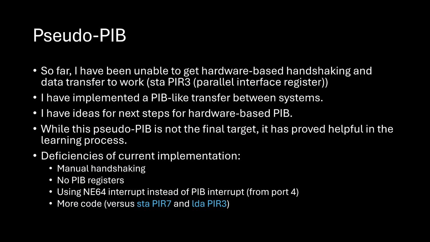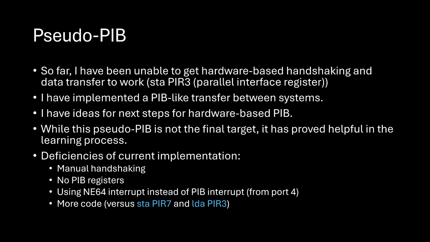Now, my implementation is going to do entirely manual handshaking. It's not going to leverage PIB registers. That's one of the benefits: as different things are happening with PIB, from ready to send data to receiving data to interrupts, there are registers, or a series of registers, that I might use to help me with all of that.